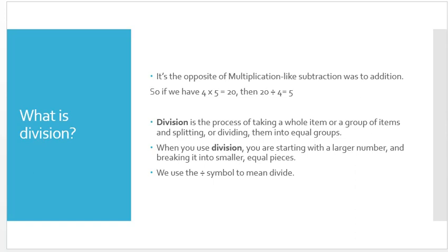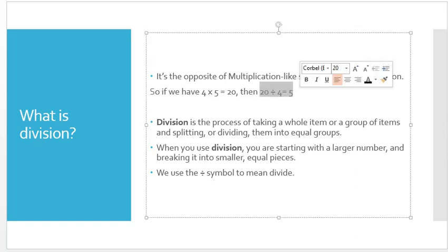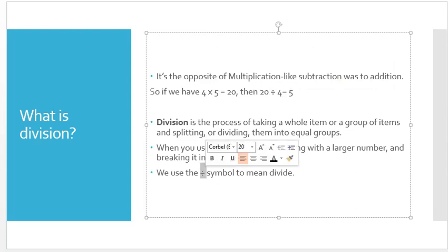So when you use division, you start with a big number. So you start with the biggest number, which if we look up here is 20, okay? And then you break it into smaller equal pieces. So 20 into 4 groups is 5 per group. And we use this symbol to mean divide. So the line and the 2 dots over top.